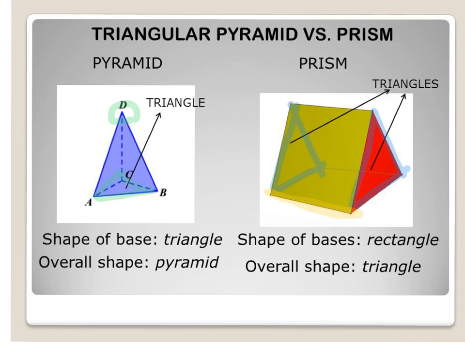Now, contrast that again with the volume of a pyramid, which is a different calculation. Still area of the base, which is again a triangle, but then you multiply by the height of the pyramid and divide by 3. Two different figures, two different calculations.